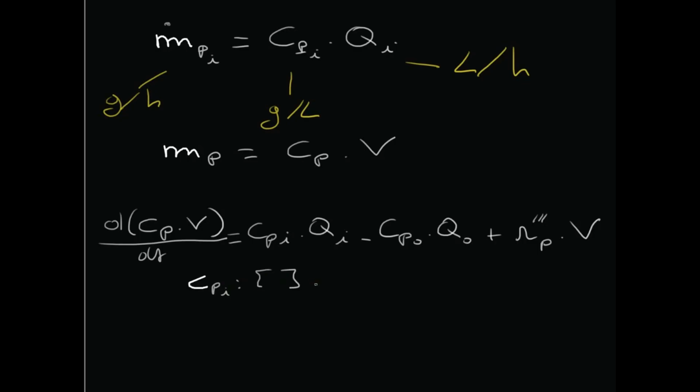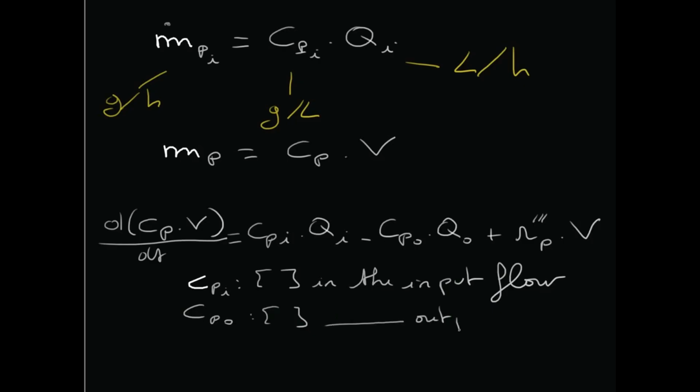Cpi is the concentration of P in the input flow, and Cpo, O for outflow, is the concentration in the output flow. A material balance on an element is useful to describe what happens inside of a bioreactor and to predict the volume or the concentrations, a lot of parameters during the bioreaction.